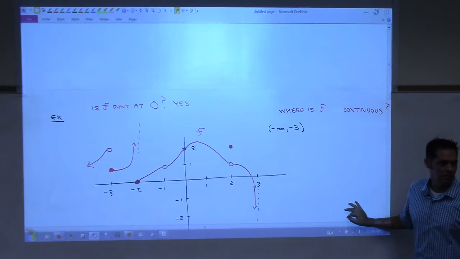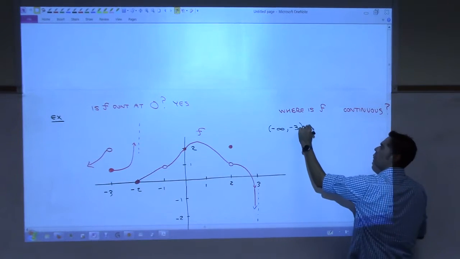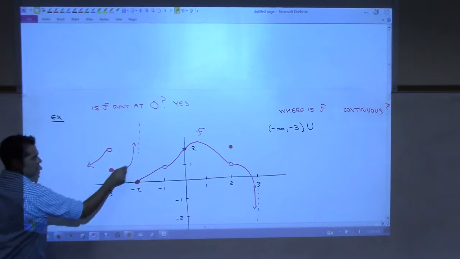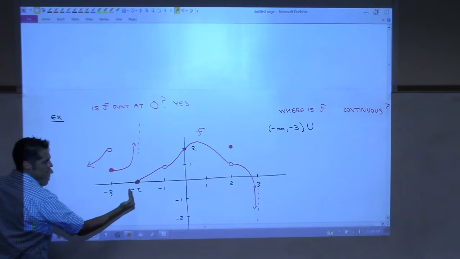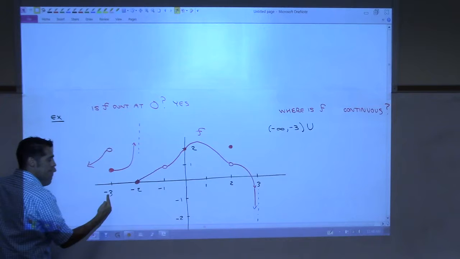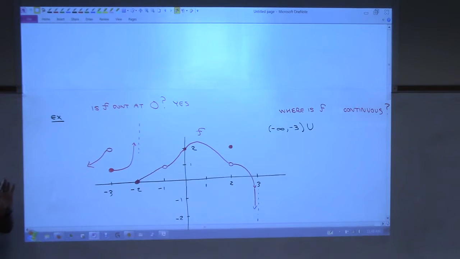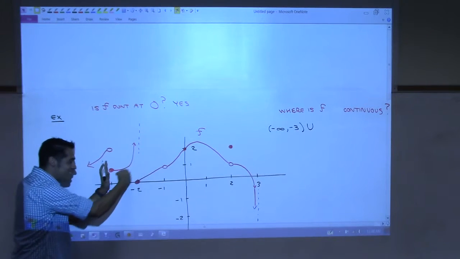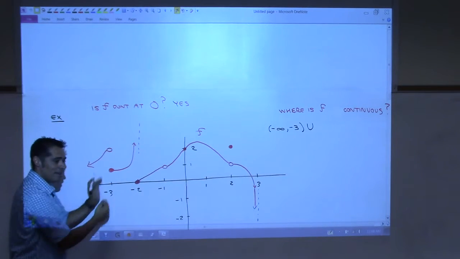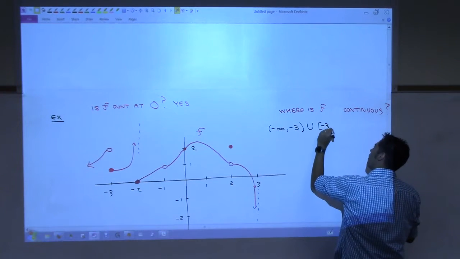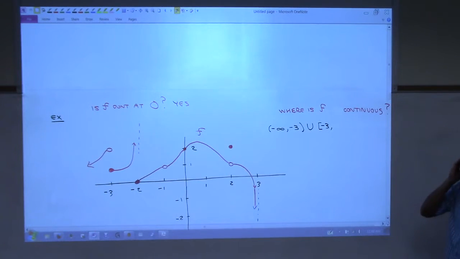So I'm going to put parentheses. Then we're going to union. We use our union symbol. Where's the next interval that we are continuous? All in here, right? From -3 until I get to what? -2? Do I include -3? Yes, because I am left continuous. Sorry. Because I am right continuous, right? All the way up, so I can include -3. Now we run into some issues here. Do you see the issue we just ran into? What is it?